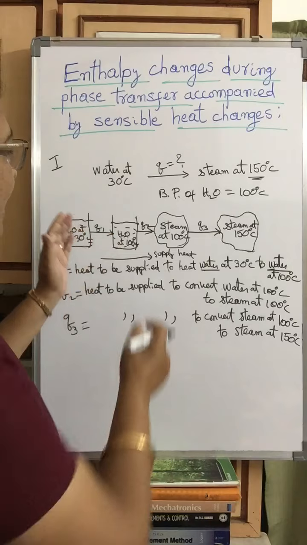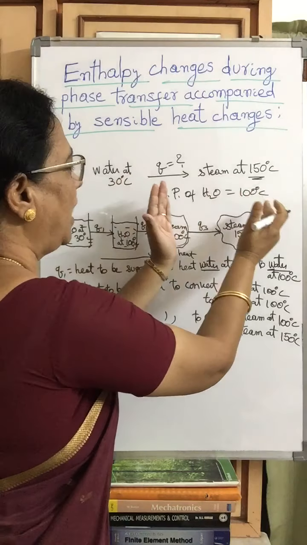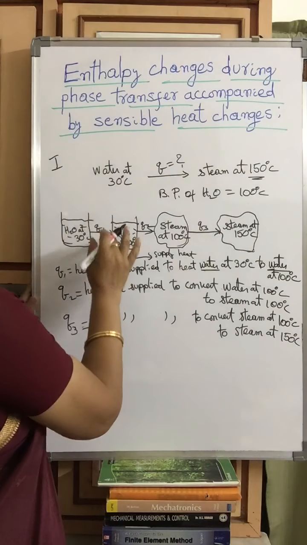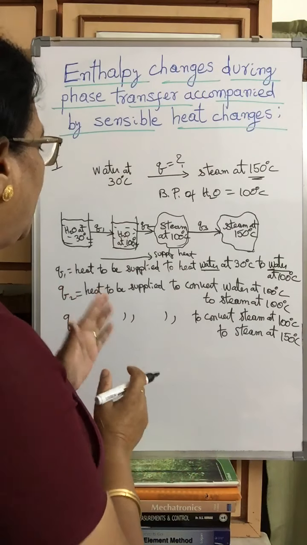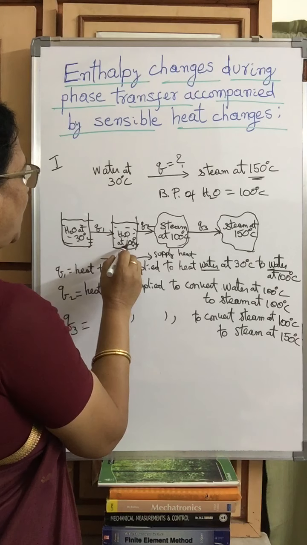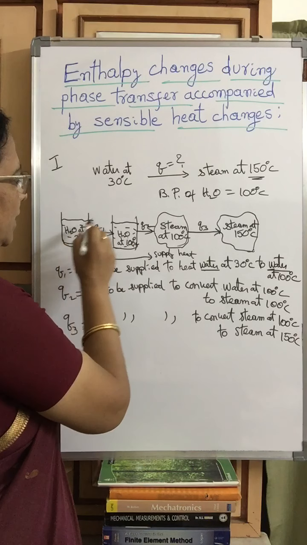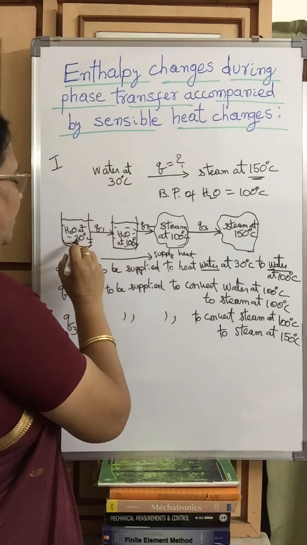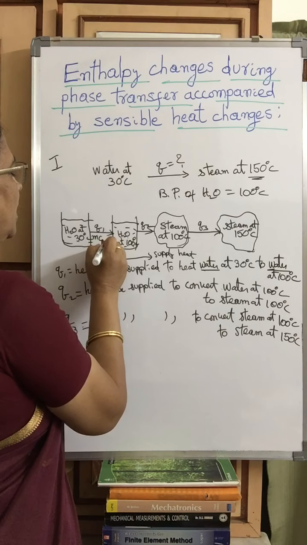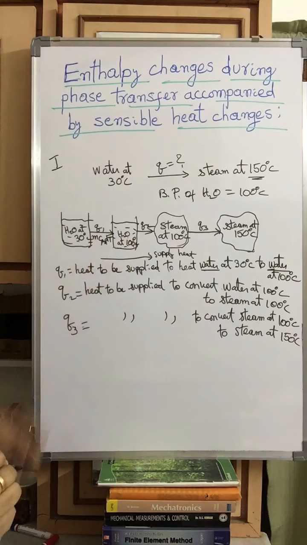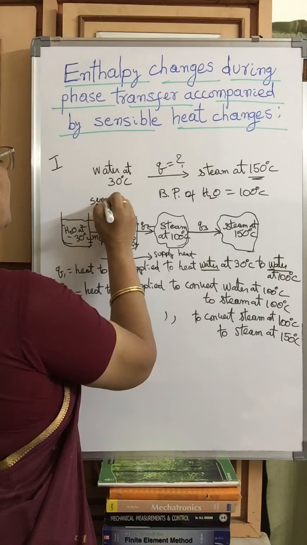So 3 stages we have here: first stage, second stage and third stage. So what is this calculation? Each stage calculation is different because here temperature is changing but phase is not changing. Here phase is liquid phase, here also liquid phase, but temperature is changing. So here you need to take a sensible heat calculation, m Cpm dT. So this is the calculation of sensible heat.